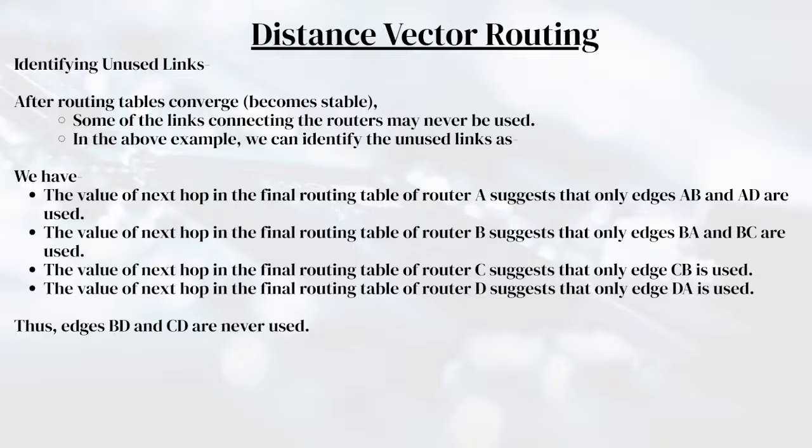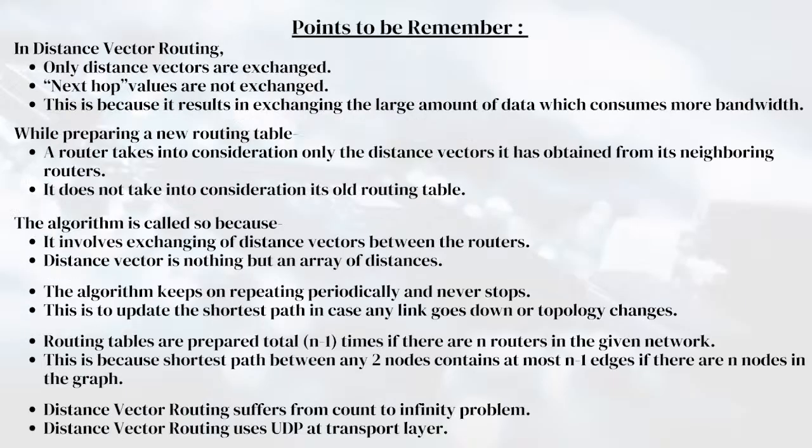Then in the next hop of B, we come to know that BA and BC are used, not the remaining. For C, we come to know that CB is used, not the remaining. And the last one, D: DA was used and not the remaining. So the edges BD and CD are never used. When we prepare this routing table, we come to know that BD and CD are never used. So by using distance vector routing, we can identify the unused links also.